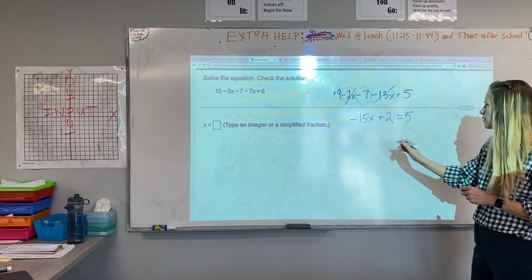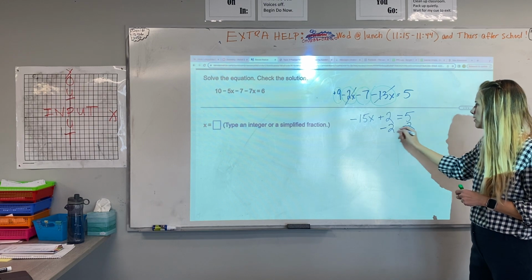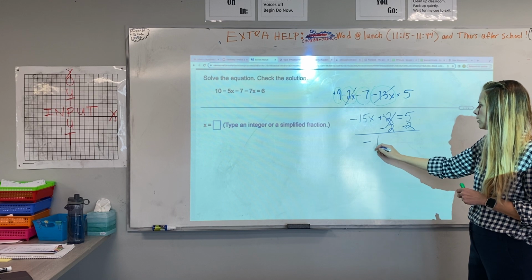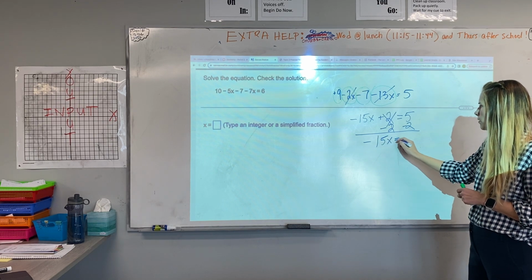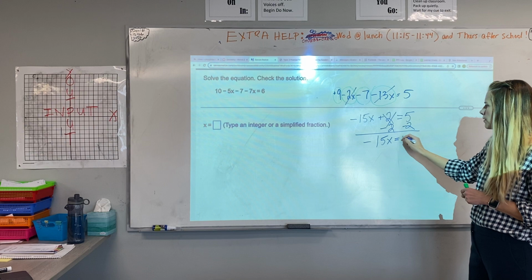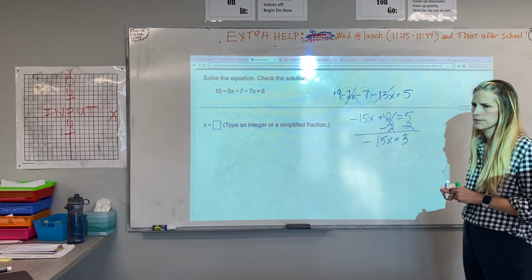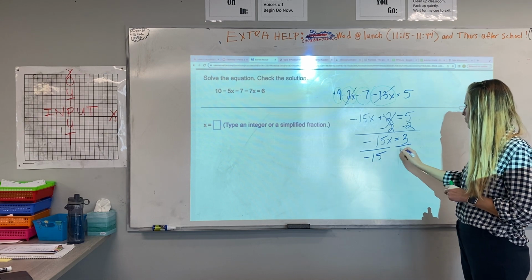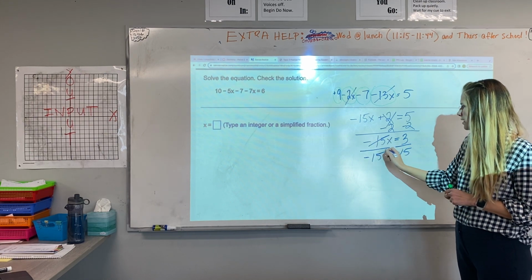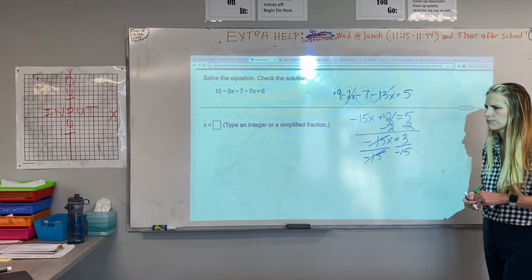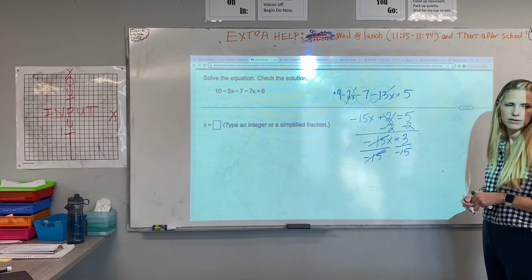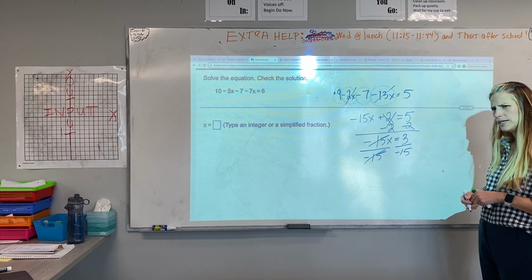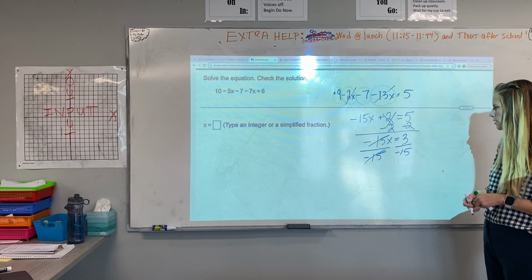Then you subtract 2 on both sides. And then you get 3. So it would be negative 15x equals 3. Correct. And then you divide by negative 15 on both sides. The negative 15s cancel out because it's being divided by itself. So that would be negative 5. X equals negative 5. Wait, what? Yeah. X equals negative 5.